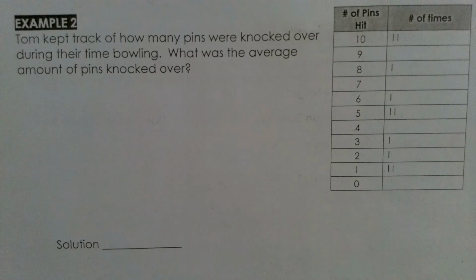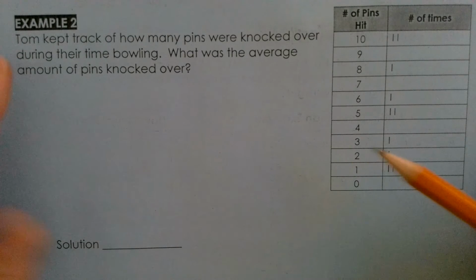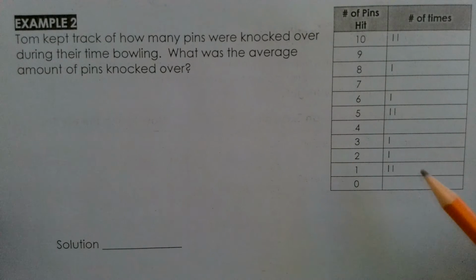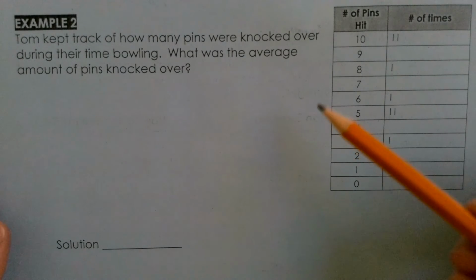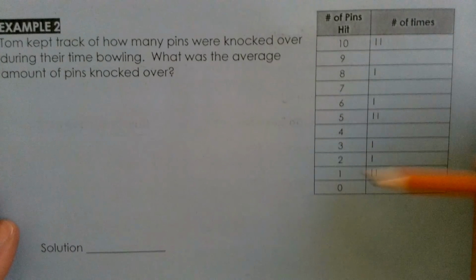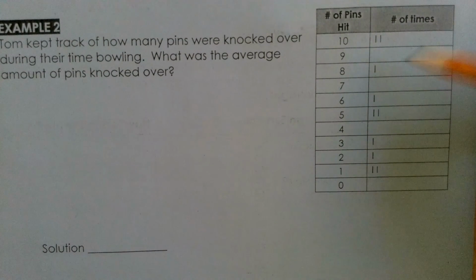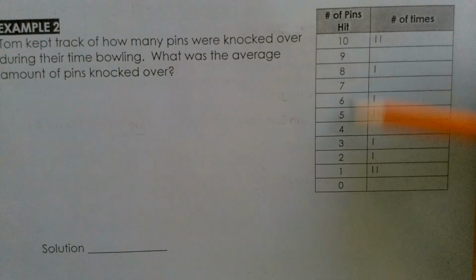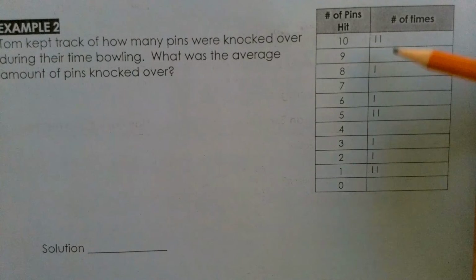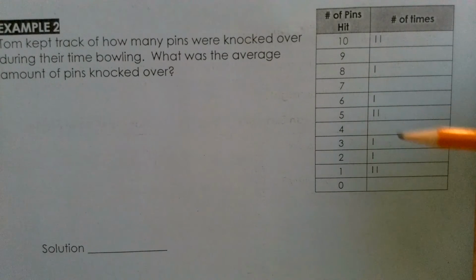Let's try to find the mean of this data. So let's look at example 2. Tom kept track of how many pins were knocked over during their time bowling. What was the average amount of pins knocked over? So we can see the data in a different way here. We have tallies showing the number of pins hit and how many times they hit that amount of pins.